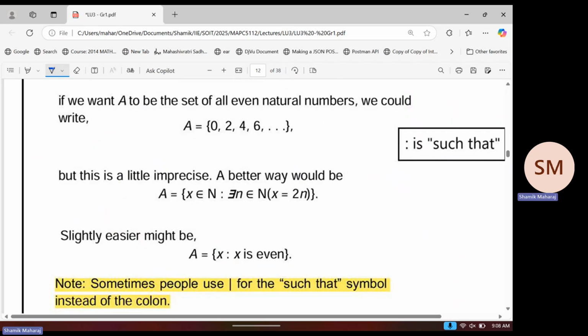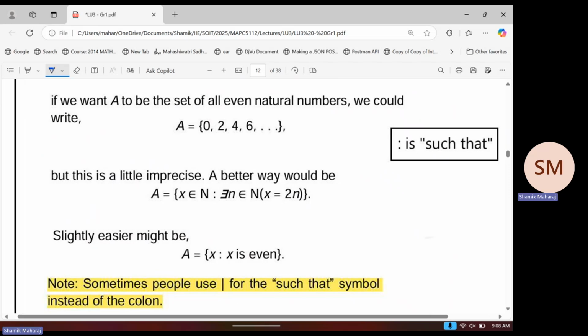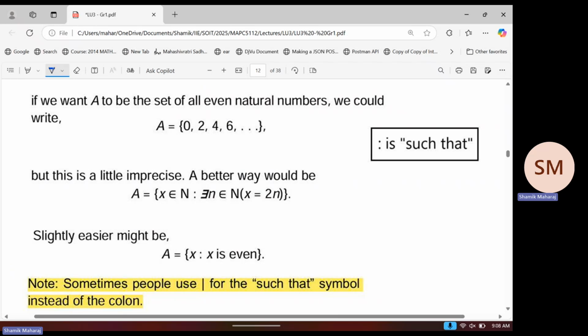So here we're looking at, you guys might have seen a double dot symbol before, I'm not sure. If you haven't, it just means such that. So I've written it here. If you see a double dot like that, it just means such that.